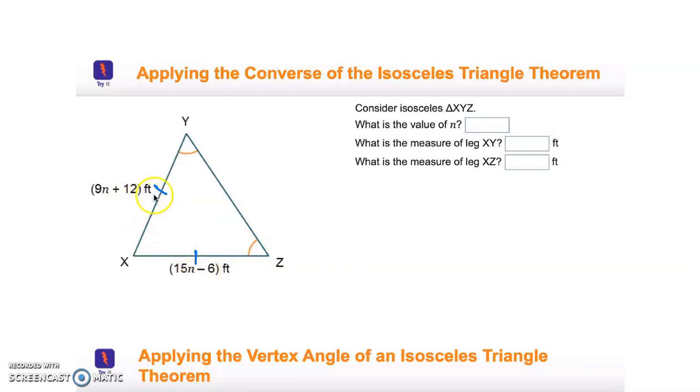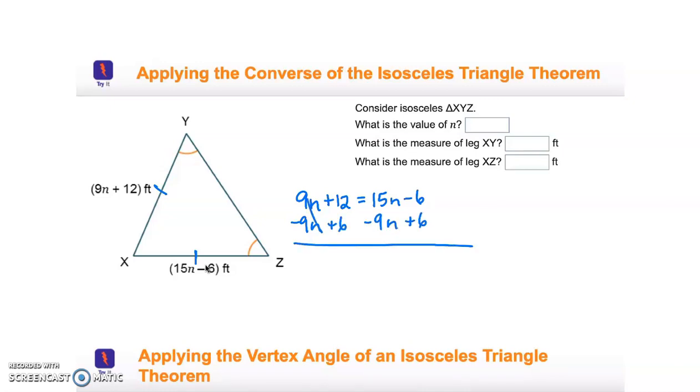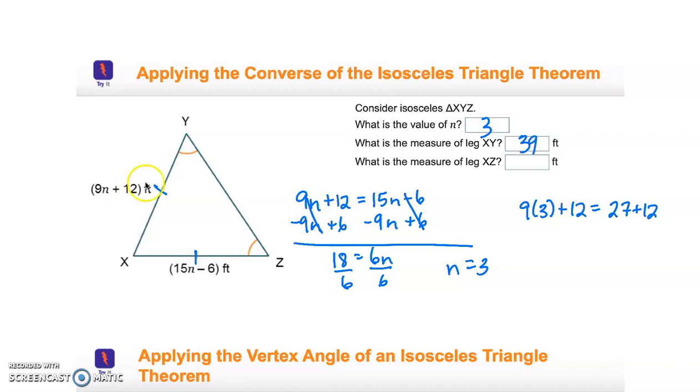So to solve for n, we know that those sides are equal to each other. So we say 9n plus 12 is equal to 15n minus 6. And now we're going to solve for n. I'm going to subtract 9n from both sides and add 6 to both sides. So that's 18 equals 6n. Divide by 6, so n equals 3. Once I know n, we can find the measure of leg XY by substituting in 3. So 9 times 3 plus 12 is equal to 27 plus 12, so that is equal to 39 feet.